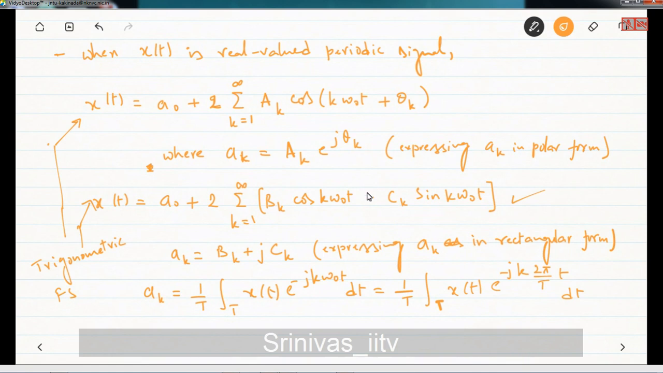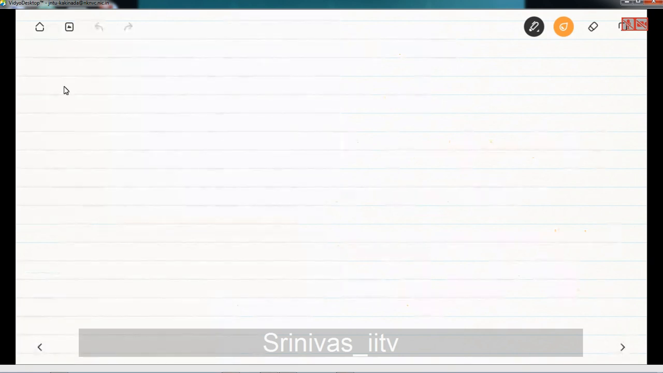So this is a summary of what we studied about Fourier series till now. We studied the exponential form when x of t is a periodic signal and x of t can be complex or real, and then we studied when x of t is specifically a real valued signal, we come up with the trigonometric Fourier series, right? So with that let's move on to the properties.